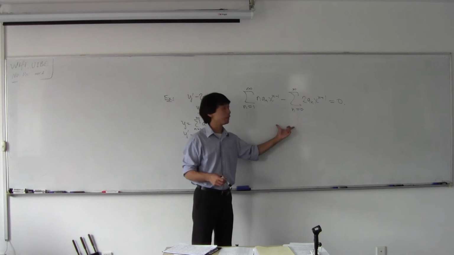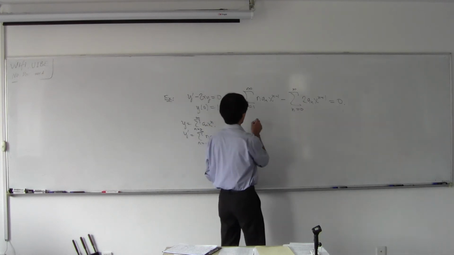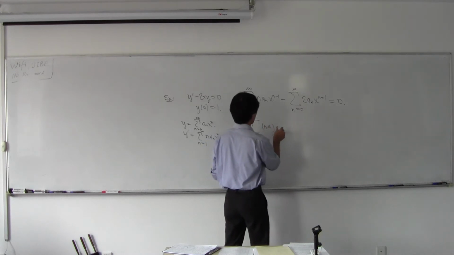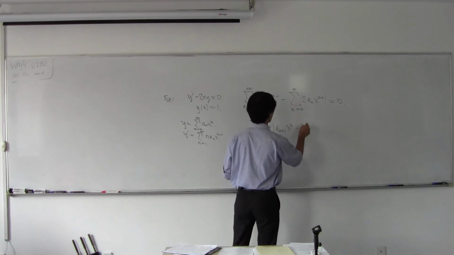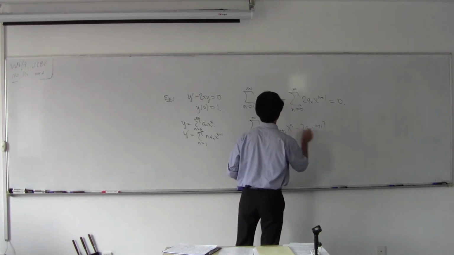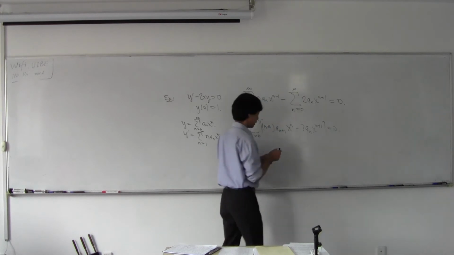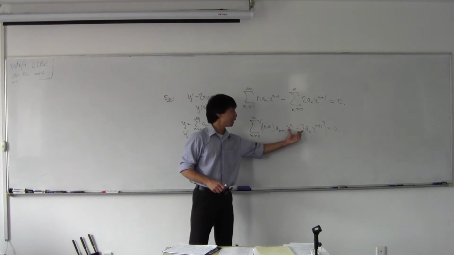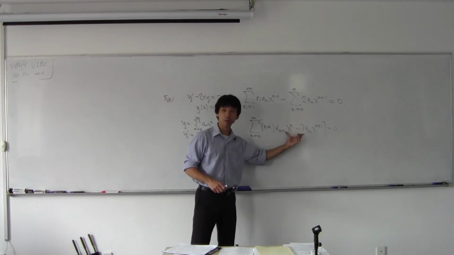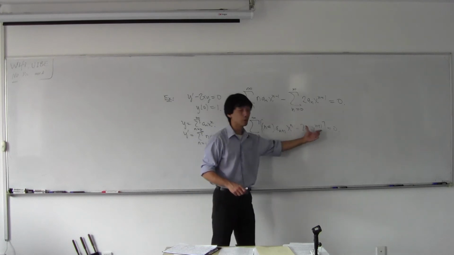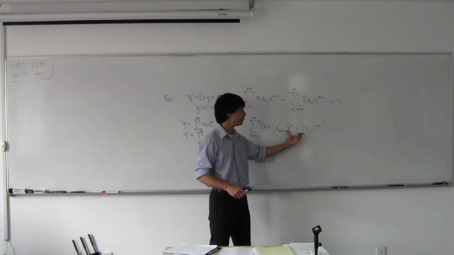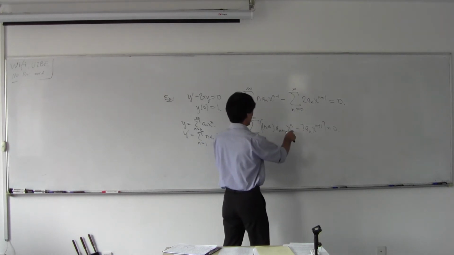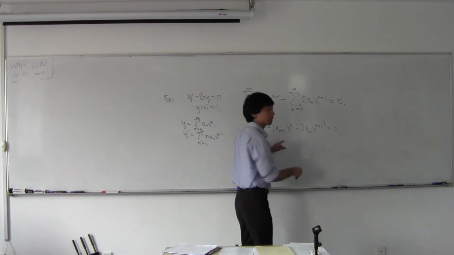If you do it that way, look what happens. We have a sub n plus 1, x to the n, minus 2 a sub n, x to the n plus 1, equals 0. But then you can't really say that. You want to set the coefficients all equal to 0, but it's not completely clear what the coefficient is, because this is x to the n, and this is x to the n plus 1.